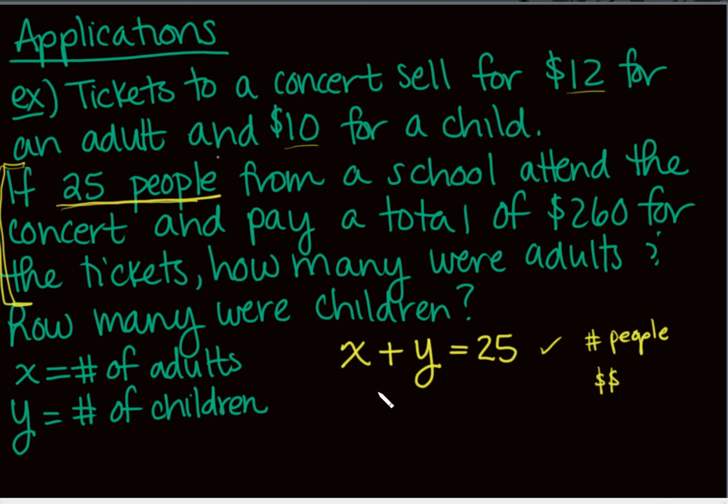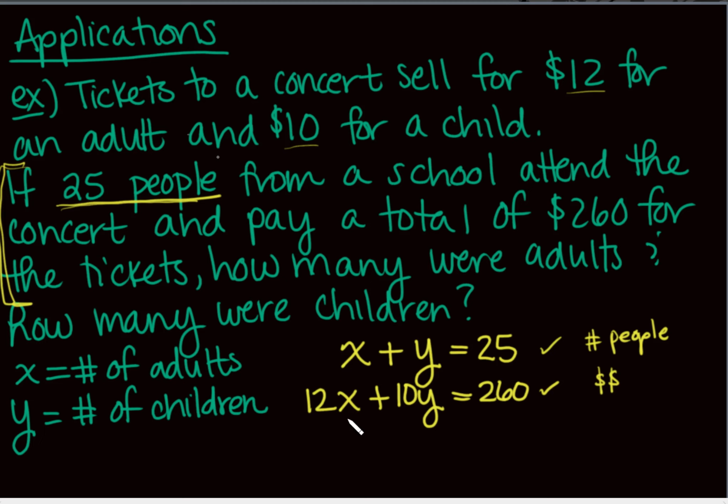How do I represent an equation with the amount of money? Well, it's $12 per adult. So 12 times X is how much I'm paying for the adults. Then how much am I going to pay for the children? 10 times Y, right? And what is this all going to equal? $260. I hope that makes sense. So once you solve that, we'll have our answer, but I have an equation for money. I have an equation for the number of people. What do you know, guys? I have a system of equations that I can solve, okay?